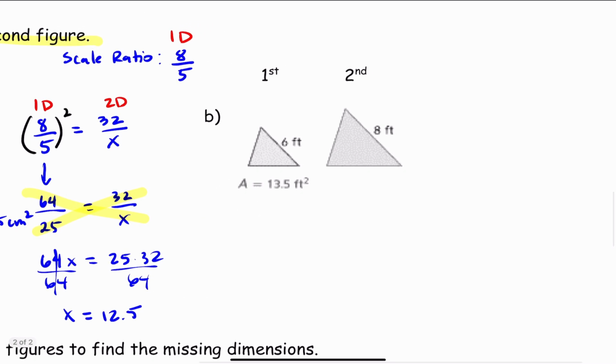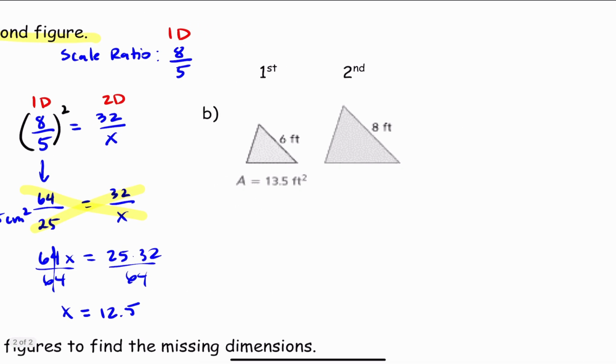Alright, let's take a look at this example here. We're dealing with two triangles. So what do we see? We see 6, 8. 6 is part of the first figure, 8 is part of the second figure, and then the area is part of the first figure, and this area of this triangle is our unknown. So we'll label that x, so A equals x. I'm going to find the scale ratio, or the scale factor.